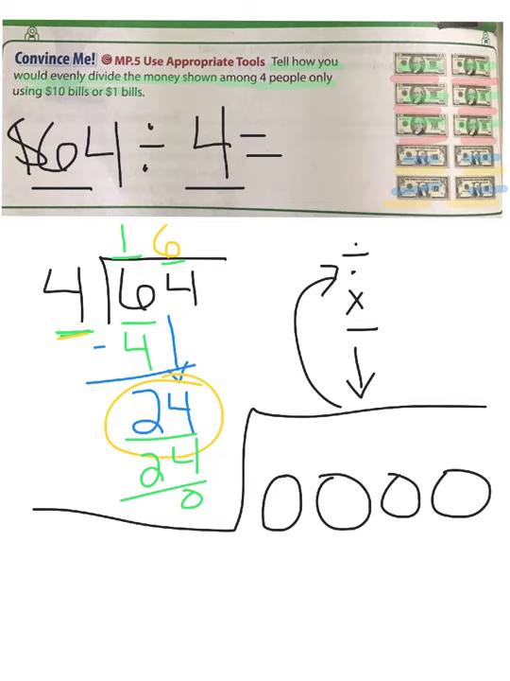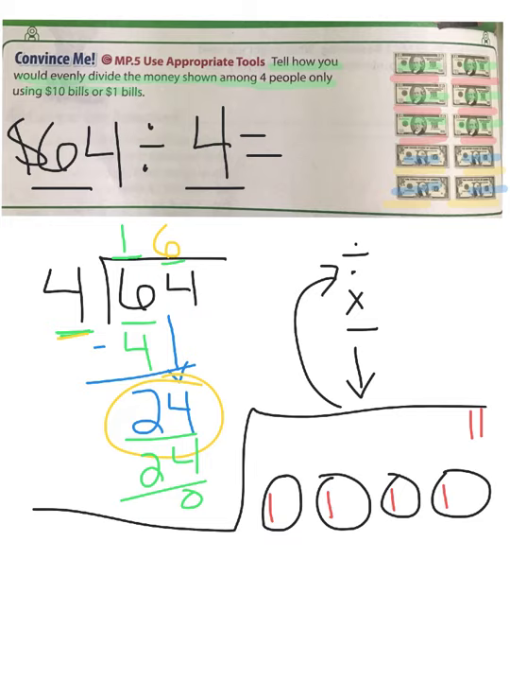Now, if I have 6 $10 bills, or $60 worth of 10 bills, I'm going to divide those equally among the 4 equal groups. So I'm going to have 10, 20, 30, 40. But I have 2 10s left over. So I'm going to have to break apart those 10s into 1s.